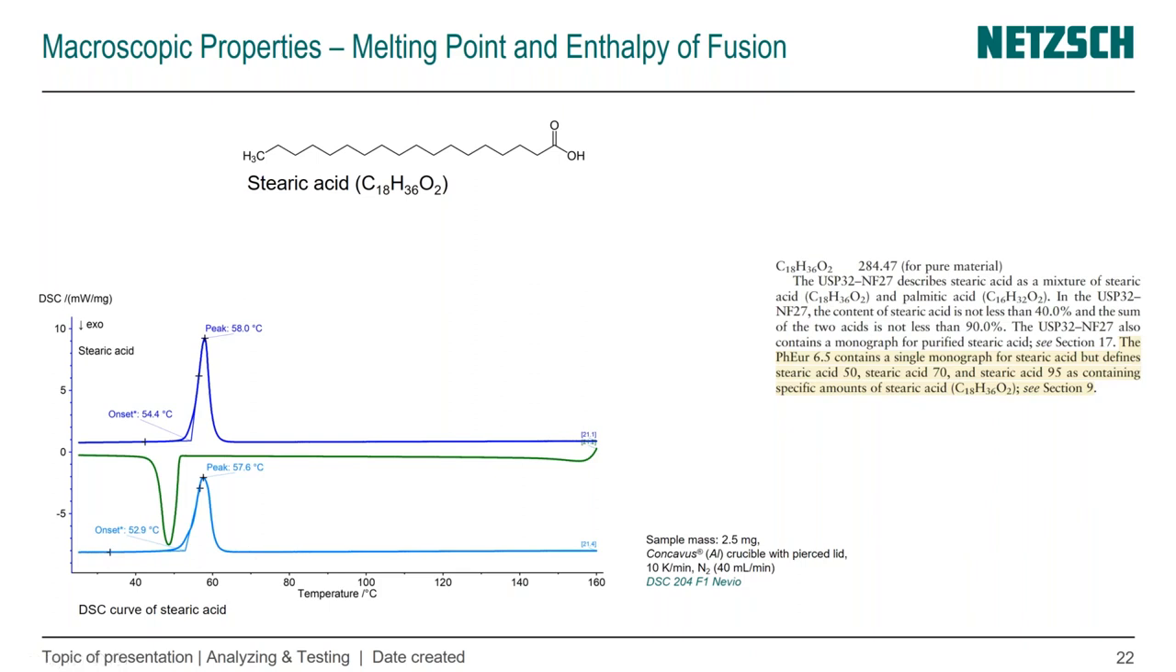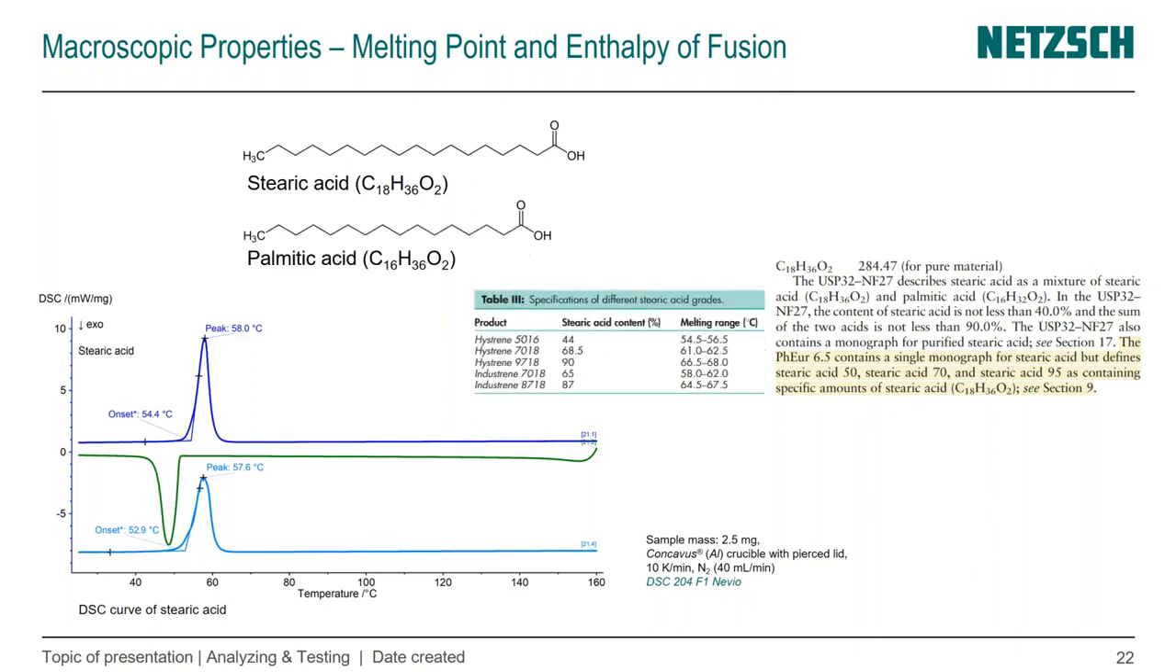The point is that for pharmaceutical applications, we can find 3 different types of stearic acid. One with 50% of stearic acid, another with 70, and another with 95% of stearic acid. The other substance that is present there is the palmitic acid, which is a bit smaller than stearic acid. And you see here that the higher the amount of the stearic acid, the higher the purity of the stearic acid, the higher is the melting point.